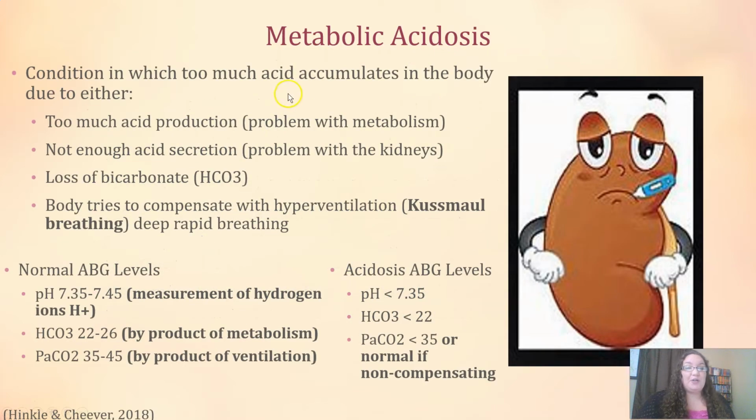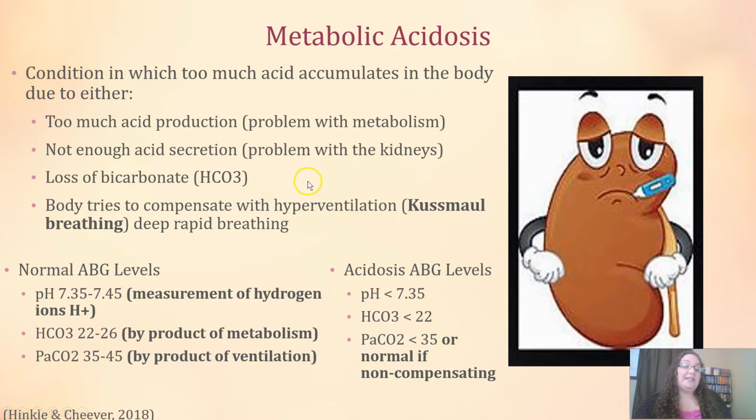So the first one we're going to discuss is metabolic acidosis, and this is a condition in which the body is accumulating too much acid. It can be from too much production of acid, which is a problem with metabolism; not enough acid secretion, which is a problem with the kidneys, these little sad sick kidneys here; or a loss of bicarbonate, HCO3. There's a dumping of bicarb somewhere.